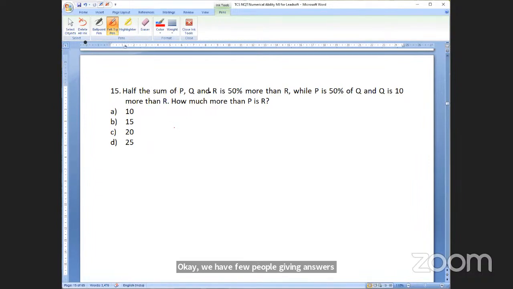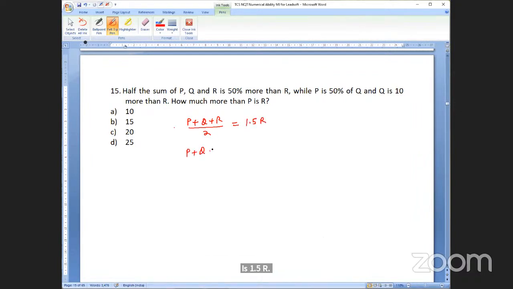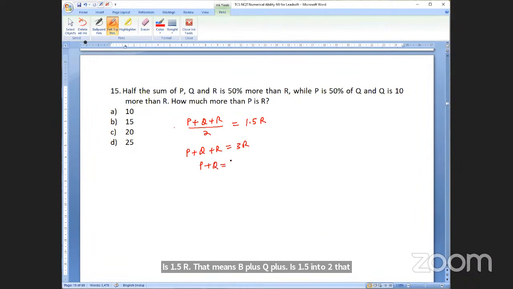Half the sum of P, Q, R, that means P plus Q plus R divided by 2 is 50% more than R. 50% more means multiplying factor would be 1.5. It is 1.5R. That means P plus Q plus R is 1.5 into 2, that is 3R. So we can say P plus Q is equal to 2R. This is what we have got from the first statement.